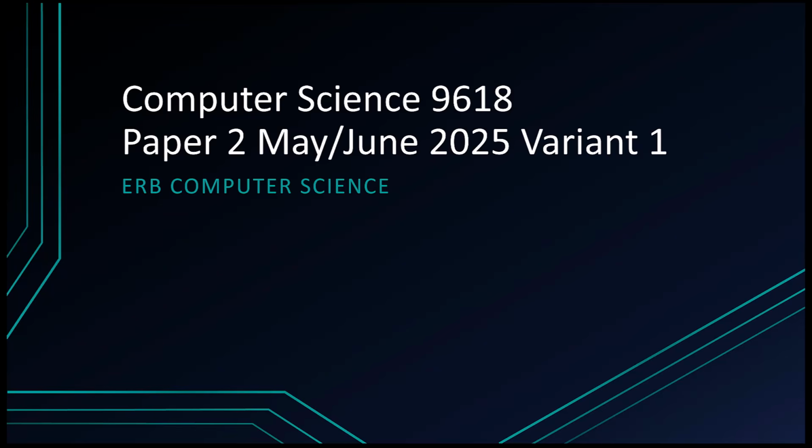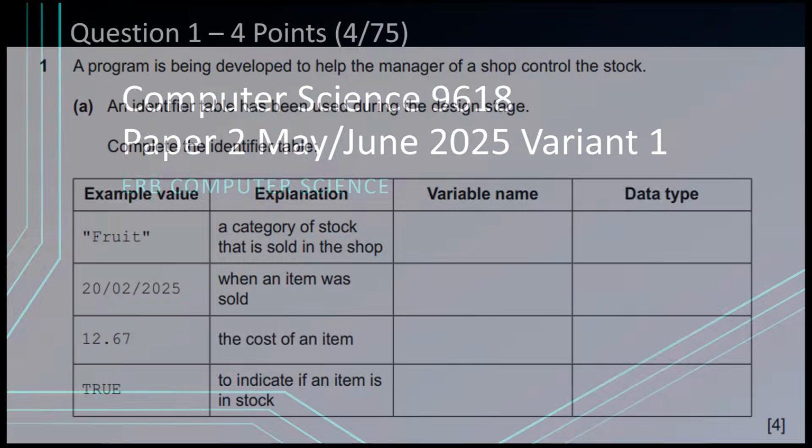In this video for Computer Science 9618, we're going to take a look at a full paper 2 walkthrough. This is the most recent exam that was given just a few months ago that we have access to from the spring session of 2025. This is the variant 1 paper 2. A lot of good stuff on here, which is why I chose to walk through it. So let's go ahead and get started.